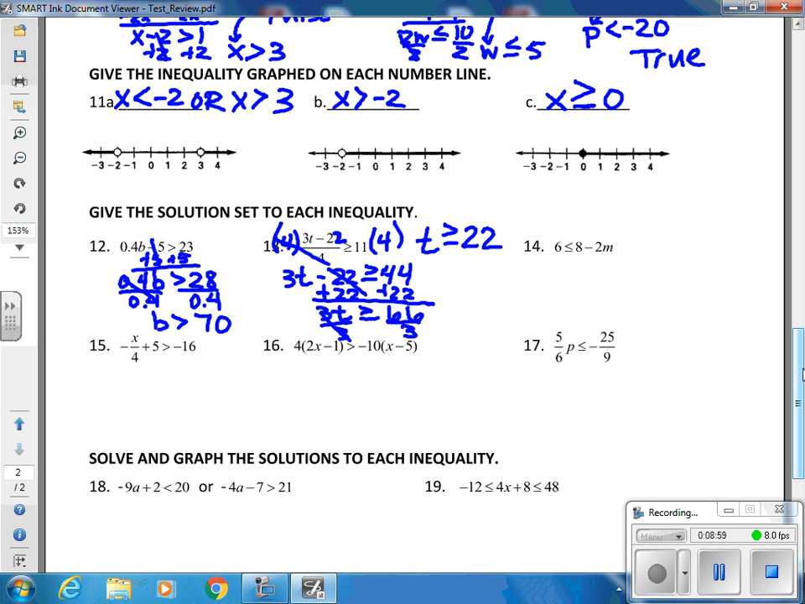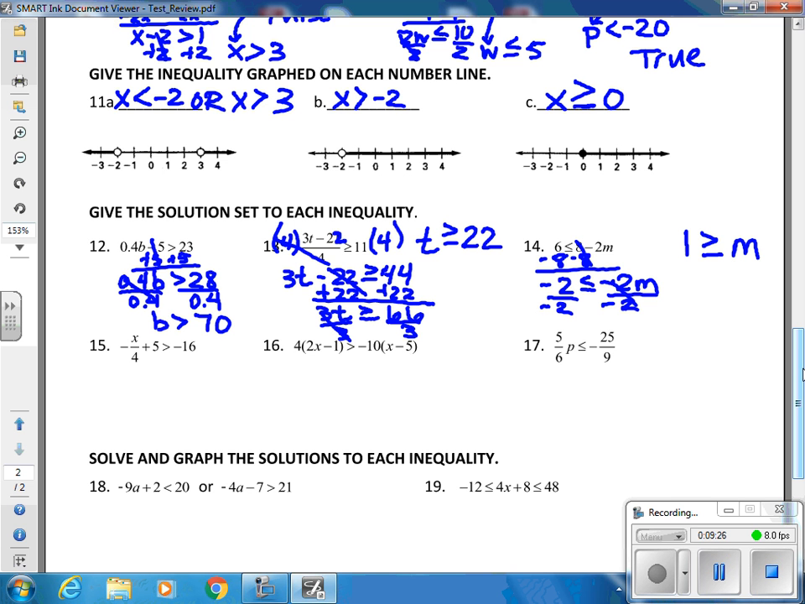Okay. All right, for number 14, this is a two-step problem, right? So we do want to move the 8 first, and we're going to subtract 8 from both sides. So 6 minus 8 is -2, is less than or equal to -2m. Now when we go to divide, we are dividing by a negative number, which means we have to flip the inequality sign the other direction. -2 divided by -2 is 1, okay? Flip the less than or equal to, greater than or equal to, and then put your m.